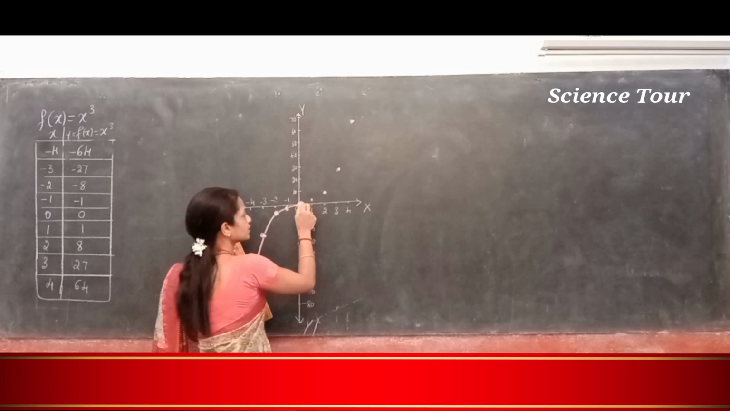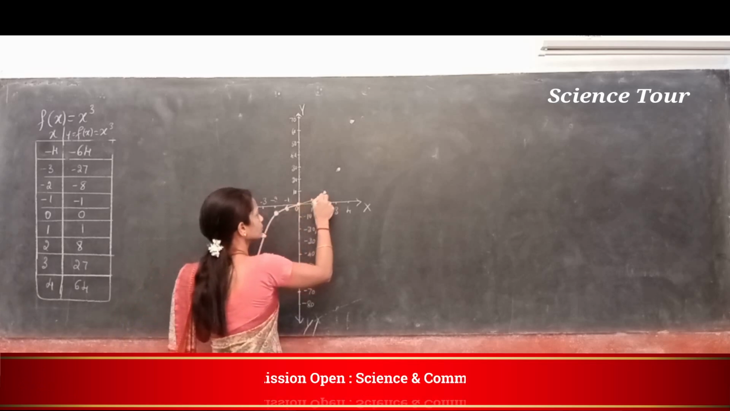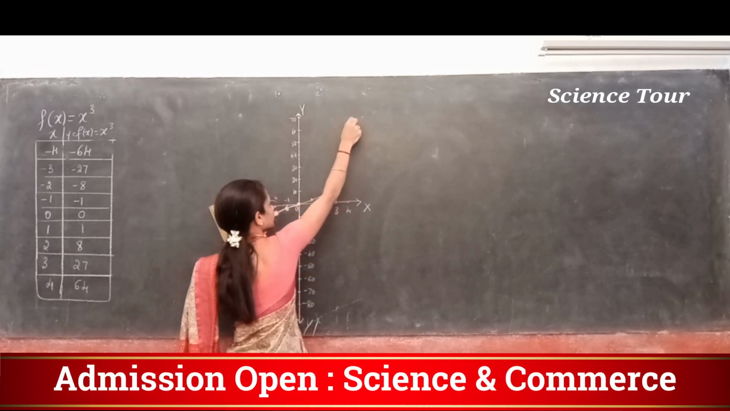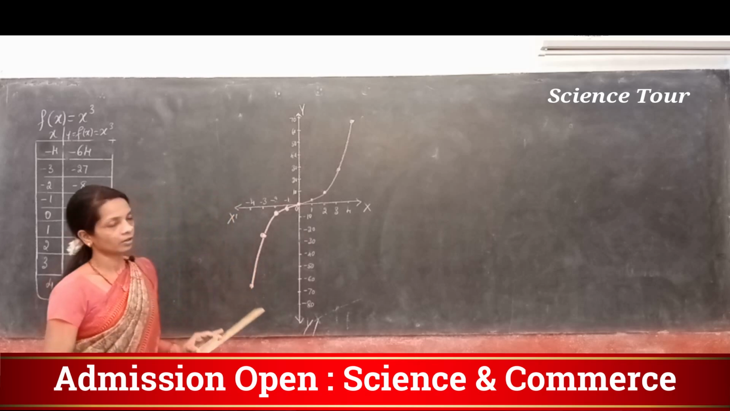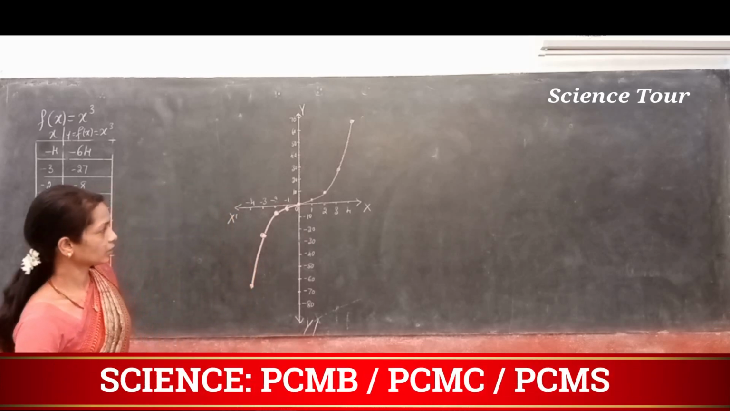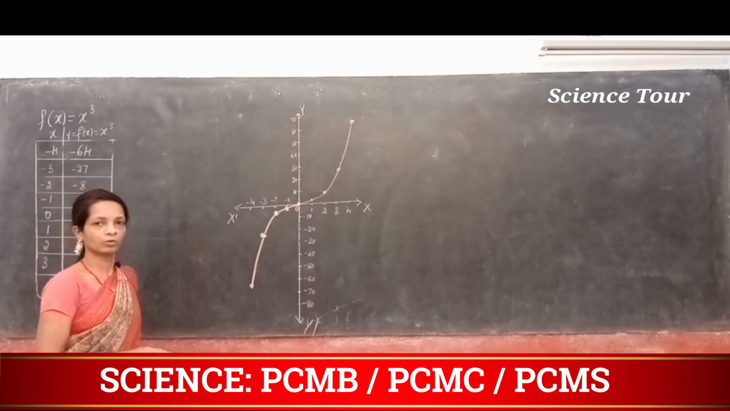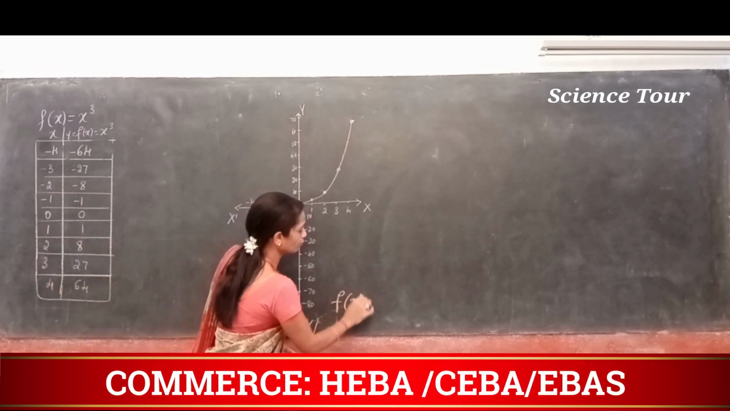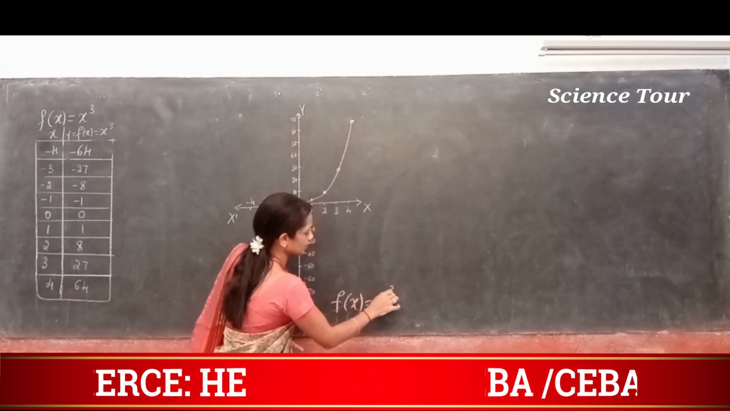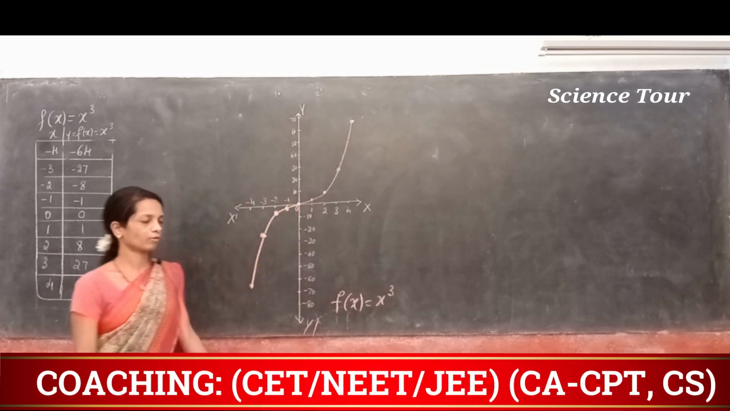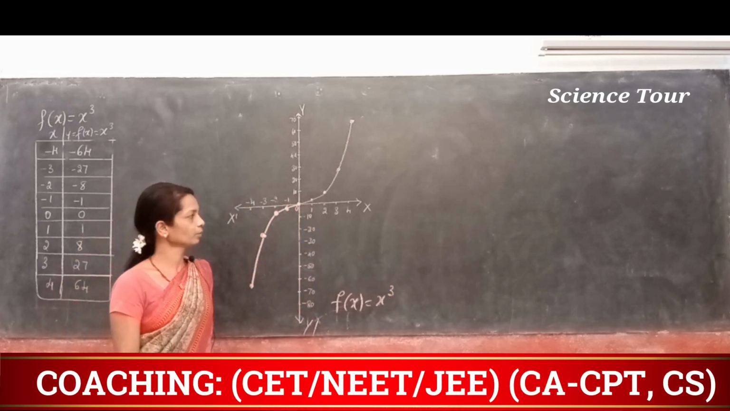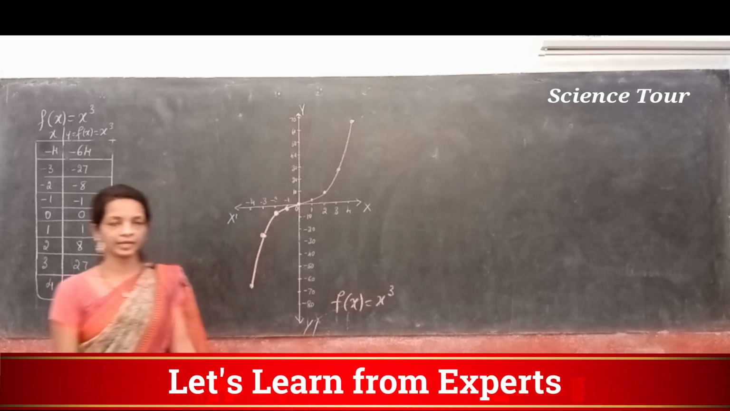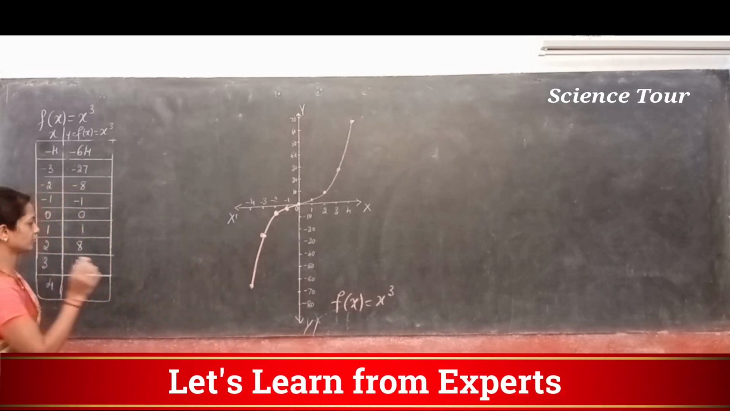So you join these points. Then you will get a shape. This is for which function? This is for y equal to x cube, or f of x equal to x cube. Below the graph you have to write, without missing, the name of the graph or function, f of x equal to x cube. Now we have to write the domain and range.